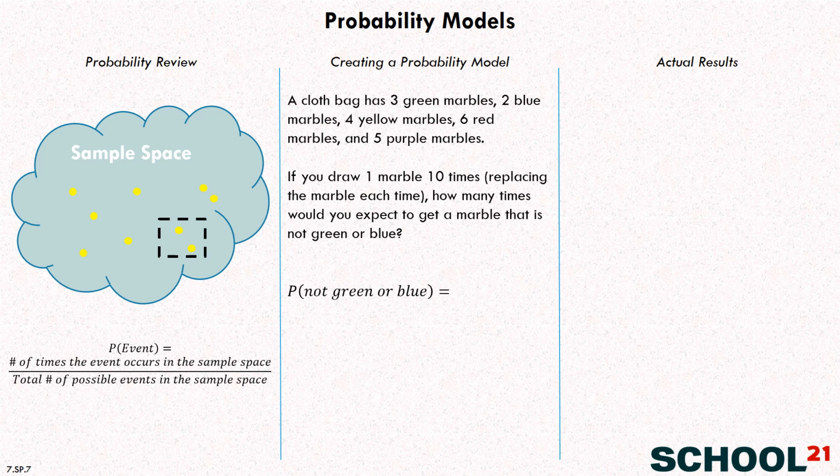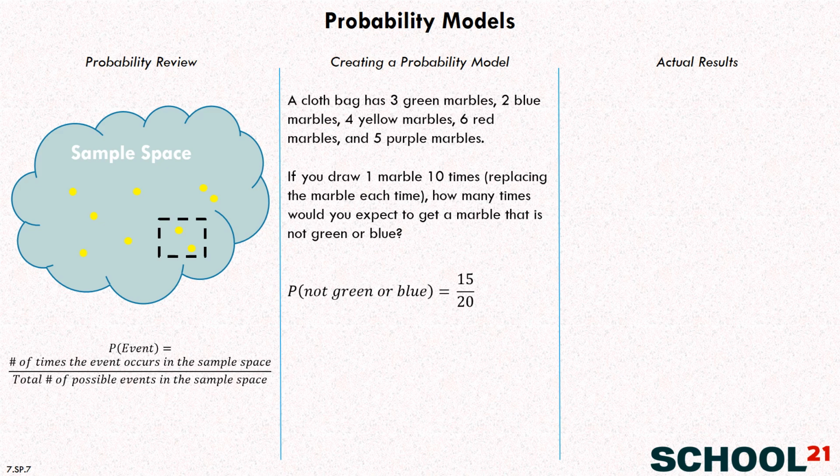And now, what's the number of ways that we can get not green or blue? Well, this doesn't count, the 3, because it's green. This doesn't count because it's blue, but everything else counts. So 4 plus 6 is 10, plus 5 more is 15. So 15 out of 20 is what our probability is. Make sense? Now, you can simplify that fraction.